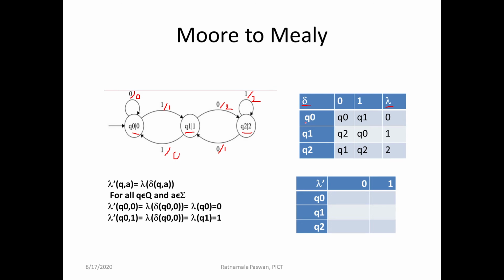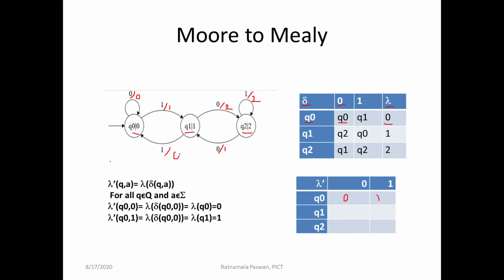As you can see, from Q0 on 0, the next state is Q0, and what is the output associated with this? 0. So Q0 on 0 gives output 0. Simply find the next state on this transition and what output is associated with that state. Q0 on 1, next state is Q1, output associated is 1, so it is 1. Same here: Q0 on 1, next state is Q1, output associated is 1, and we get 1 here. So we can finish in this way, and lambda dash we get immediately.